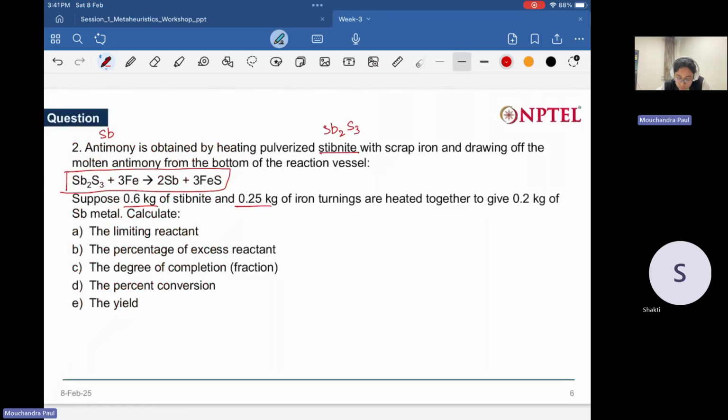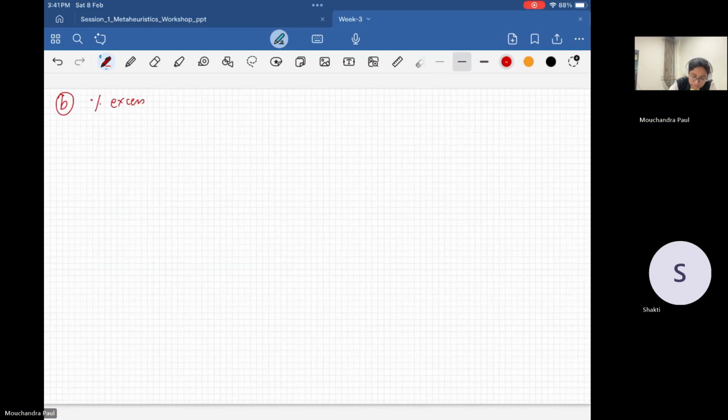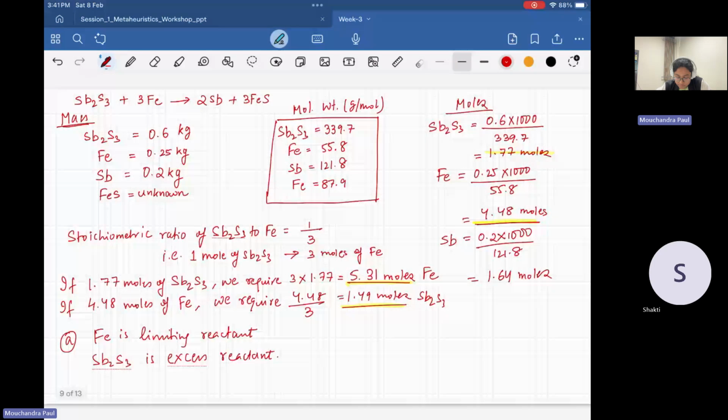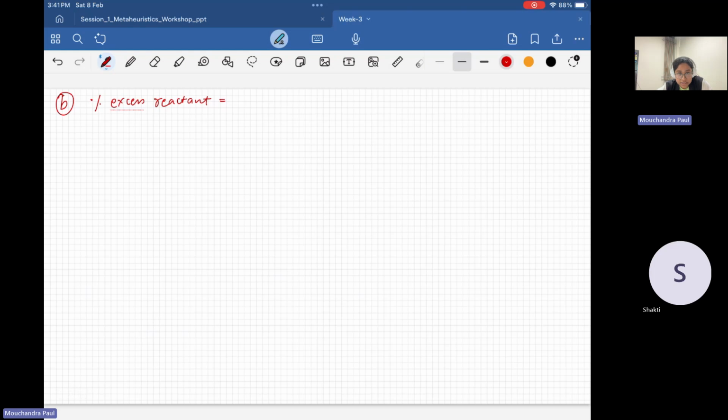What's part B? Part B states: find the percentage of excess reactant. Can you now tell me what the percentage of excess reactant is, or how should I calculate? The excess reactant is Sb2S3. Yes. So how do we calculate the percentage of excess reactant? We are given 1.77 moles, but we only need 1.49. The excess amount divided by 1.49 moles, times 100. If you calculate this, you will get the percentage excess. Can you calculate and let me know the value?